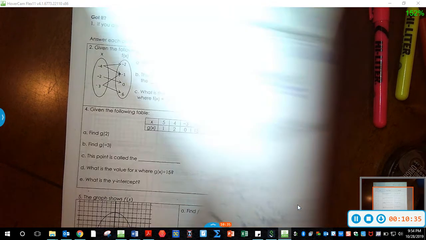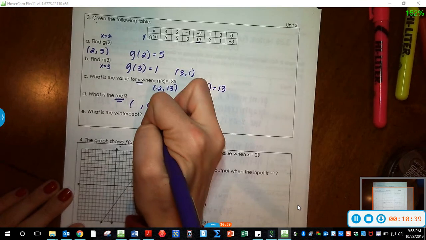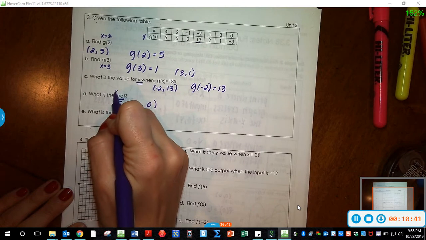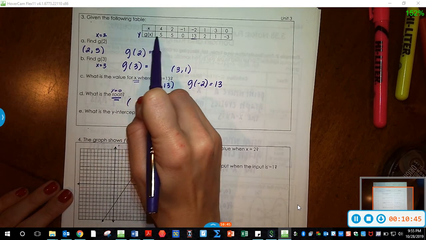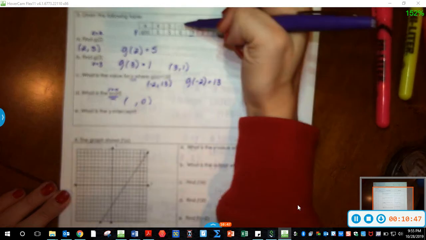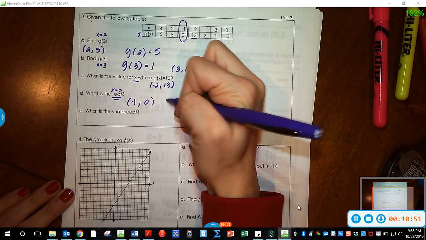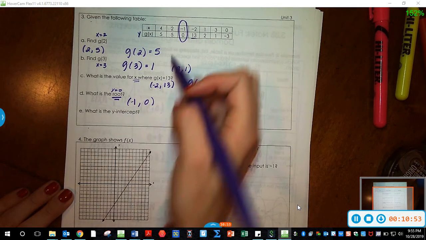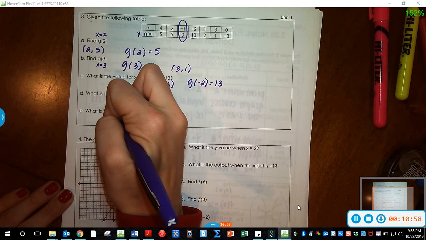So if I now go back, I'm going to look and see where is my y equal to 0. We go to my g of x or my y. Boom. -1, 0 is my root, is my x-intercept.